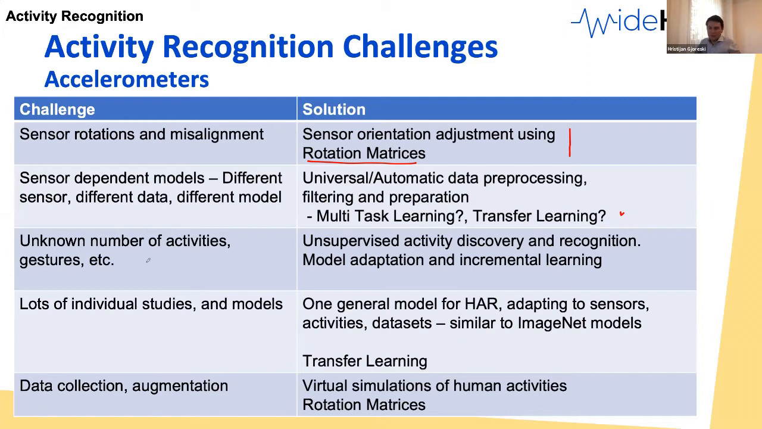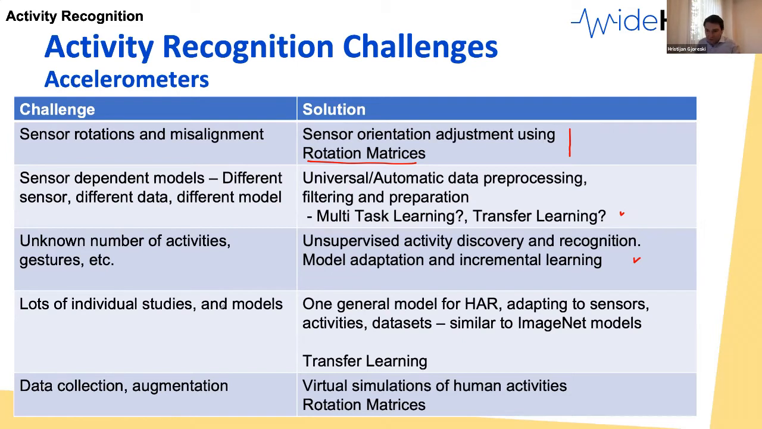Then unknown number of activities. So you can say my model recognizes 10 activities and it's trained on 10 activities, but in theory, you can have new activities which are not in the training data. Then what do you do with this kind of activity? I'll show one study that we did with unsupervised activity discovery.